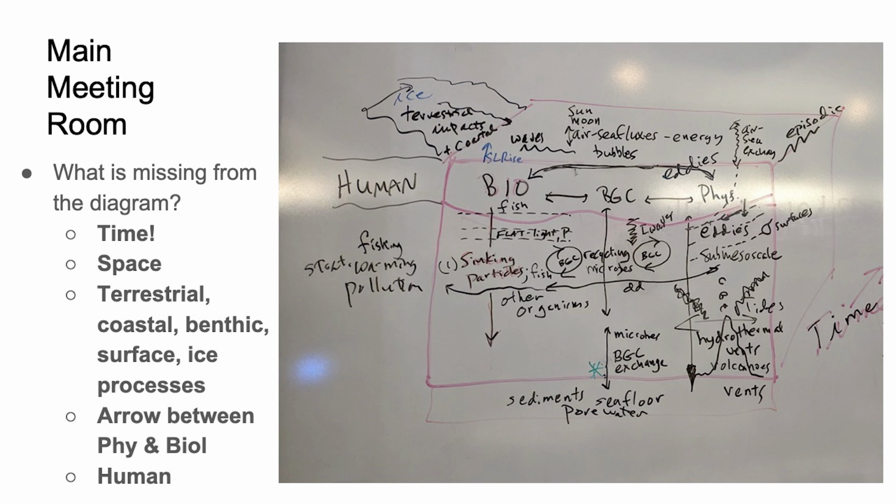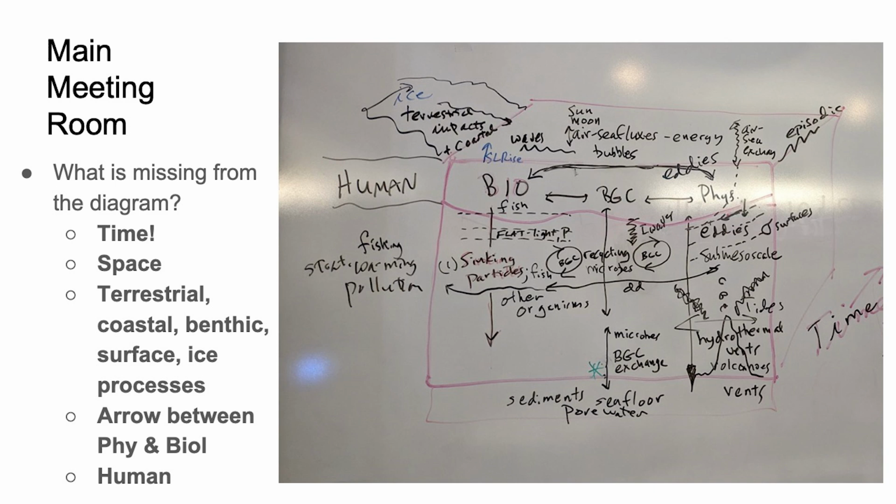So what's missing from the diagram that we were given? Number 1 was time. Number 2, I just added this morning because it doesn't actually have space. It just had interdisciplines. It was missing the human discipline, which is at the bottom of our list. It was missing the connections to terrestrial, coastal, benthic surface, and ice processes. So the boundaries. And it had no arrow between physics and biology, and it had no arrows that went all the way to the bottom. So that was what was generically missing.